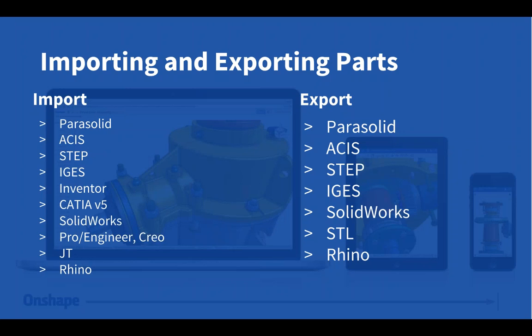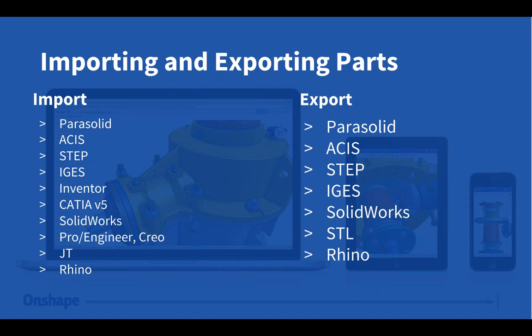And there are a lot more formats than just SolidWorks that are supported. So, of course, we can import and export SolidWorks parts, and that's on the list. But there are many other files as well. So I'm going to go through each of the different formats for parts, assemblies, and drawings. So bear with me. For import, we can import Parasolid, ACIS, Step and IGES, Inventor, CATIA V5, SolidWorks, ProE or Creo, JT, and Rhino files.